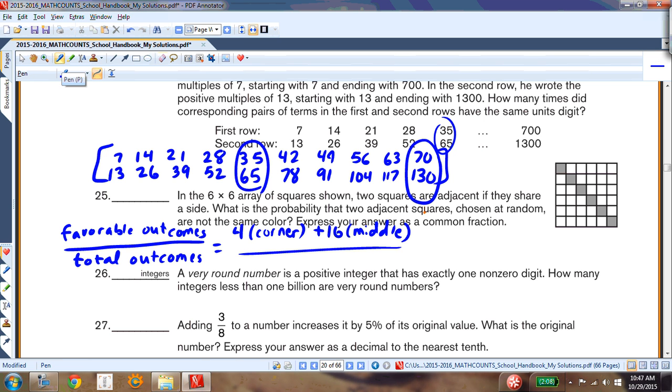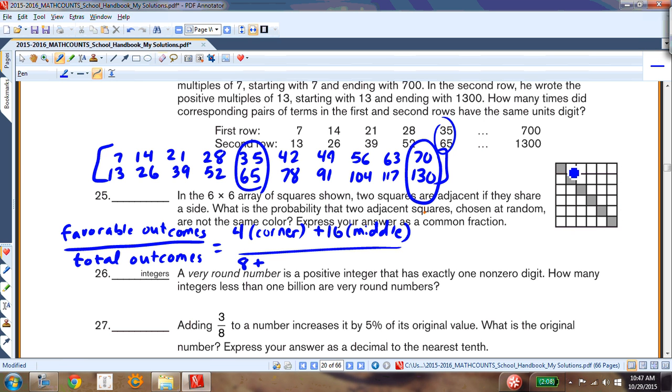Well, again, with the corner squares, I have 1, 2, 3, 4, 5, 6, 7, 8 possible sets of adjacent sides. So for the corner squares, I have 8. For the side squares, let me erase this. How many sets of adjacent squares are there?